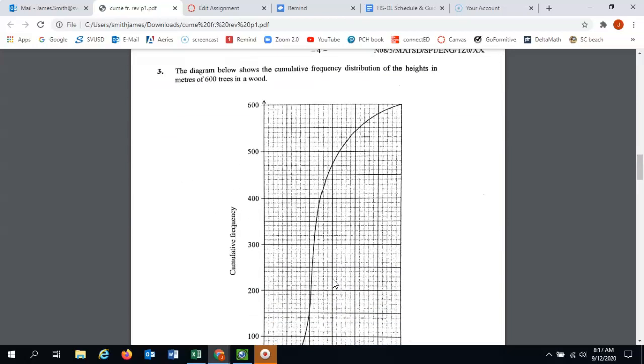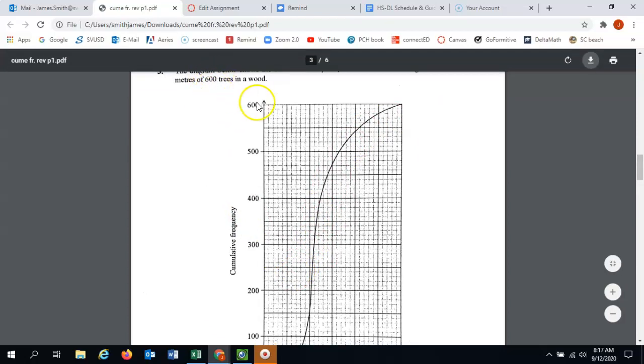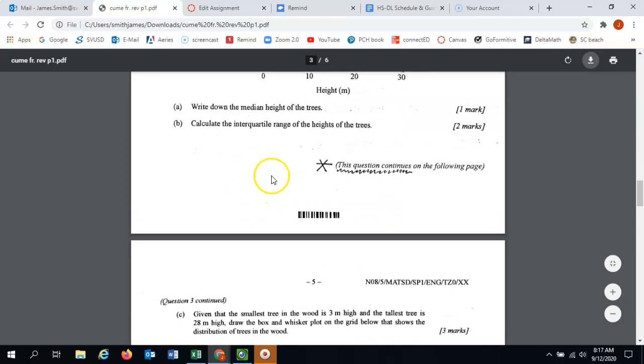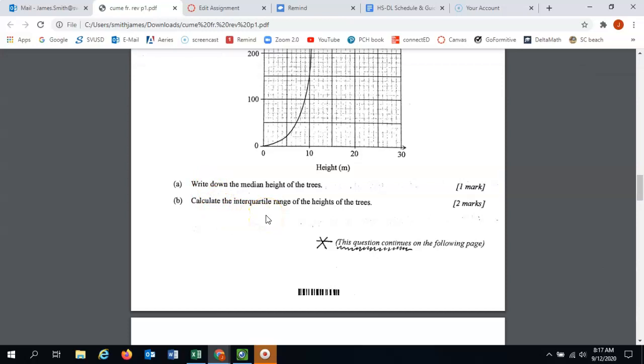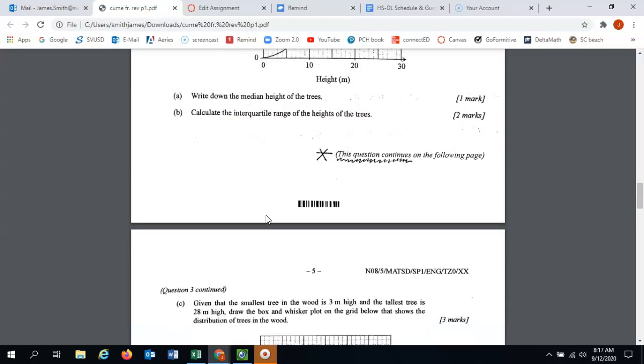Going down to this one, again, they're giving you the graph. There are 600 trees total. That's why the highest point is 600. So everything is going to be based on that number. And you're going to go on to answer these questions right here. So again, you have to find the median from the graph and the interquartile range from the graph. We explained all that stuff in our last video that we did for this chapter, so give those a shot.